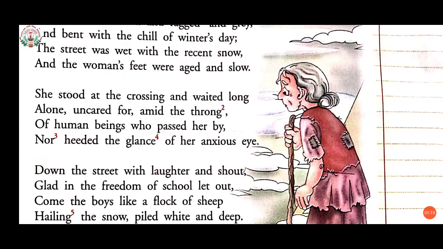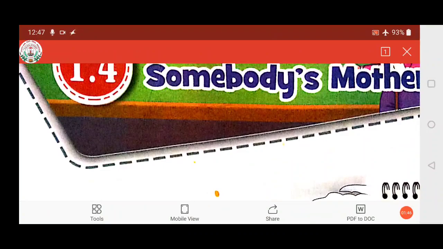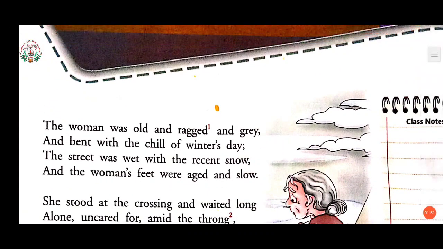Now, let's know the facts about the poet and the poem. Mary O'Brien was born in 1816 and died in 1913. She wrote many poems and children's books. But she is best known for her poem that we are going to learn, Somebody's Mother. Let's start with the first stanza.